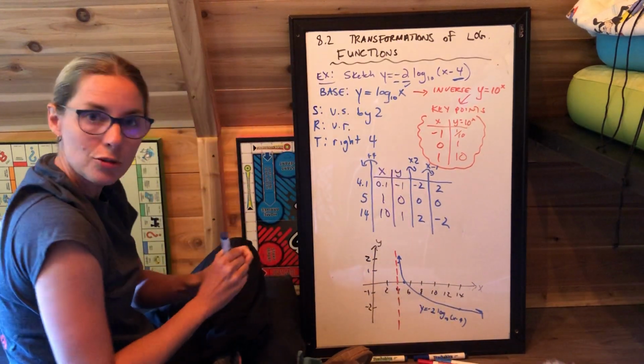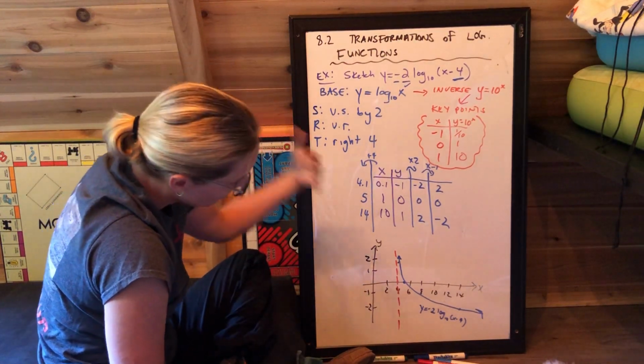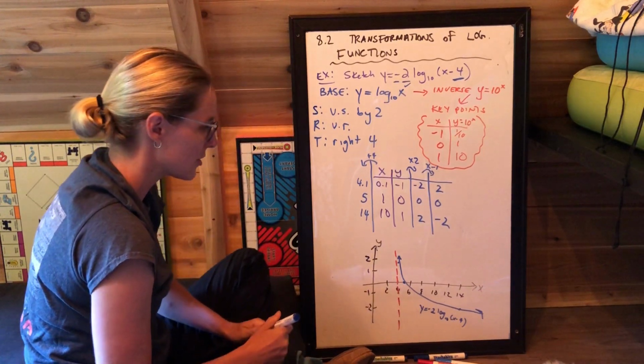Okay, it looks very similar to an exponential because it's the inverse. It's just a reflection of that line y equals x. But this is what the logarithmic graph looks like. Okay, the last thing is to state the domain and range.